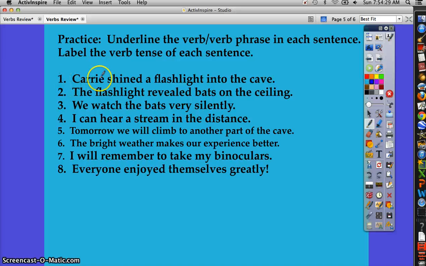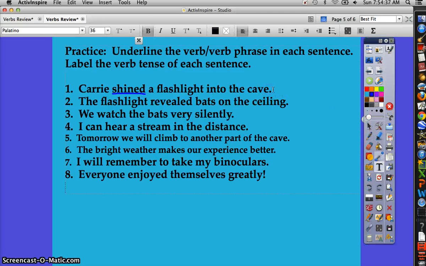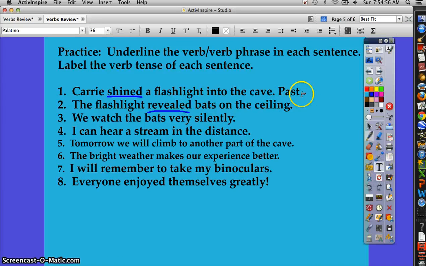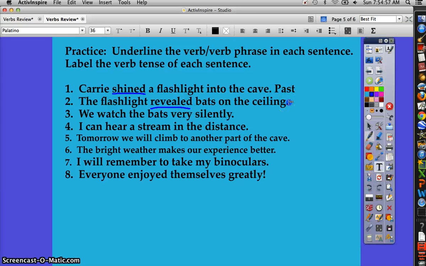Let's take a look at number 1. Carrie shined a flashlight into the cave. Shined would be the verb this time. And then if we wanted to tell what tense it's happening in, that's clearly past tense because of the ed ending. It already happened. Okay, number 2, the flashlight revealed bats on the ceiling. Revealed would be the verb this time. Again, ed ending, clearly going to be past tense again for number 2.